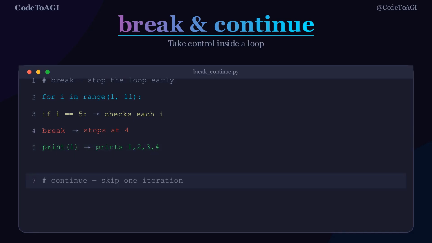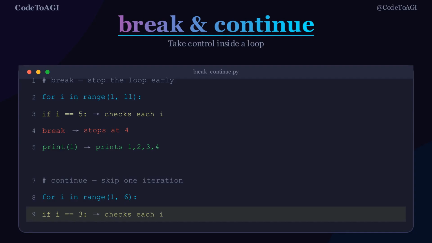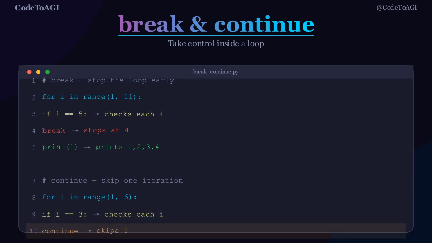Now look at the continue example. We loop through numbers 1 to 5. When i equals 3, we continue. Python skips the print for 3 and moves to 4. Output is 1, 2, 4, 5. 3 is skipped. Break and continue give you surgical control over your loops.